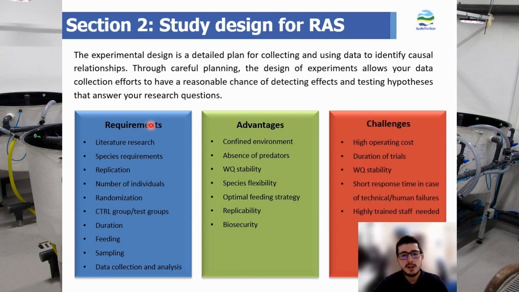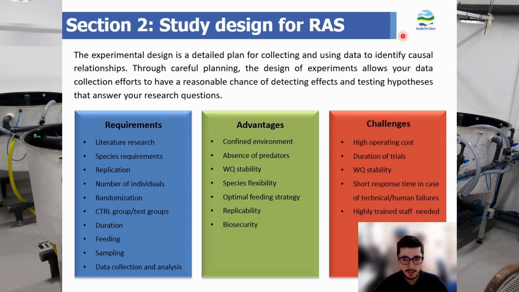Number of individuals refers to a statistically significant portion of a population, not an entire population, so only the animals that you're going to use in the experiment. Randomization. Randomization ensures that there is no bias in treatment allocation, and in the long run, the subjects in each treatment group are comparable.